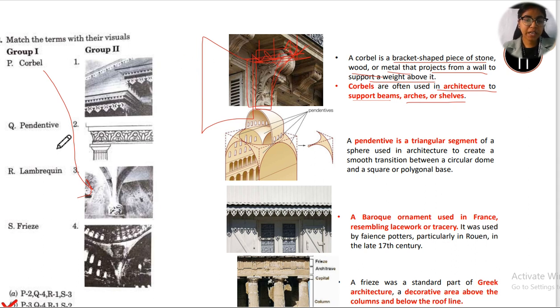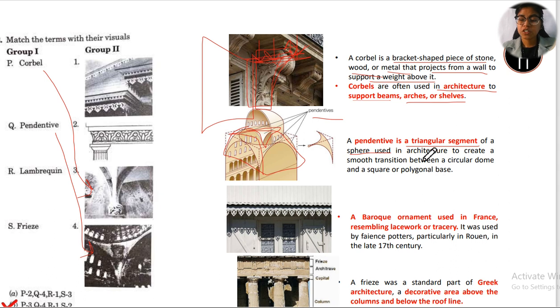In the queue we have pendentives. So this is your pendentives. What is the use of the pendentives? It is a triangular segment, as you can see in this image. This is your triangular segment of a sphere. This is your sphere.